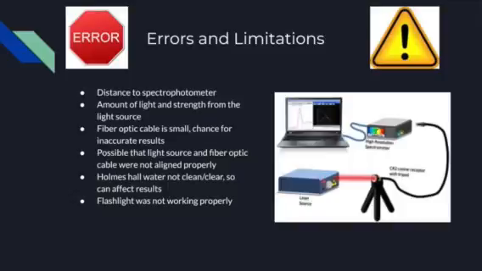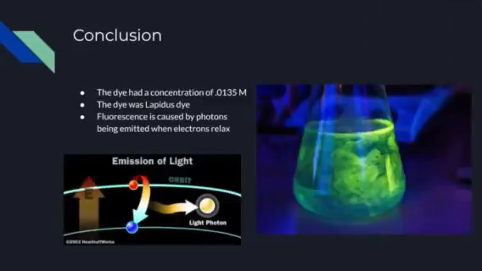In conclusion, the dye had a concentration of 0.0135 molar, which we found using Beer's law. The dye was Lapidus, which we found from our absorbance graph, and fluorescence is caused by photons being emitted when electrons relax.